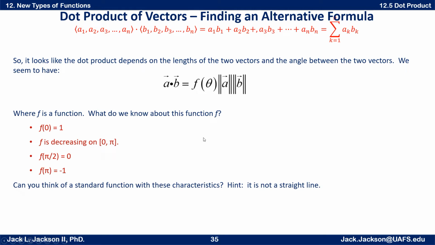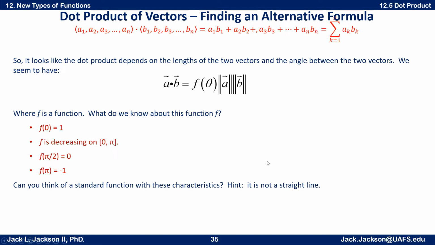So we need a function that starts out at 0, 1, goes down to pi over 2, 0, and goes down then to pi, -1. Now, a straight line would do that, but it's not a straight line. Can you think of another standard function that fits there? Hint, also, we did one a while ago when it was pointing straight to the right. What was it?